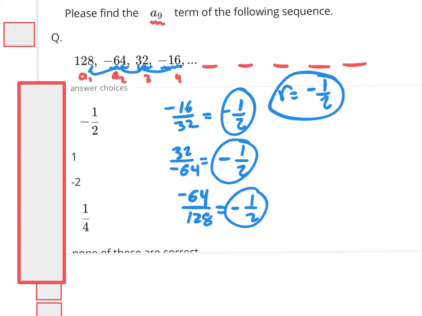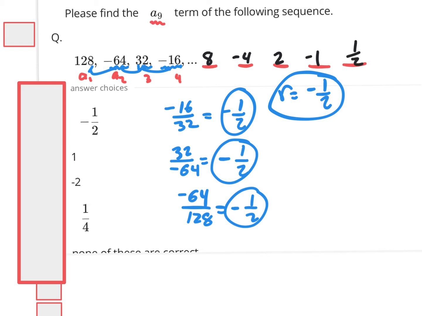Okay, so what is that telling us? That tells us that from the first term to the second term, you actually multiply 128 times negative 1/2, that'll give you negative 64. Times negative 1/2, that'll give you positive 32. Times negative 1/2, that'll give you negative 16. Times negative 1/2, that'll give you a positive 8. Times negative 1/2 will give you a negative 4. Times negative 1/2, that'll give you a positive 2. Times negative 1/2, that'll give you a negative 1. Times negative 1/2, that'll give you a positive 1/2.